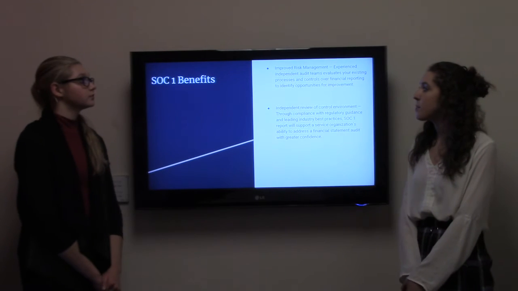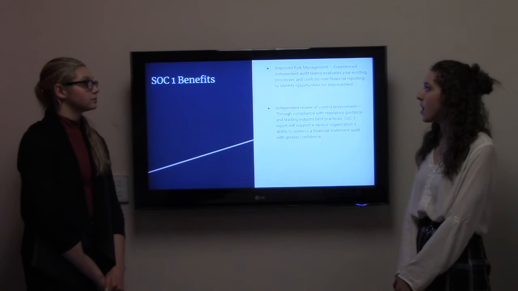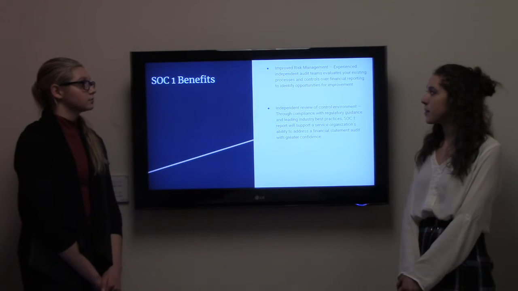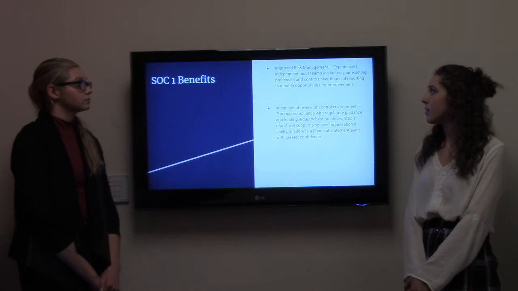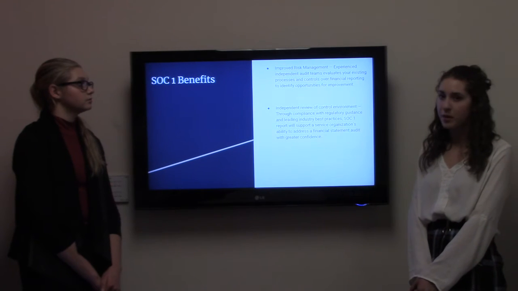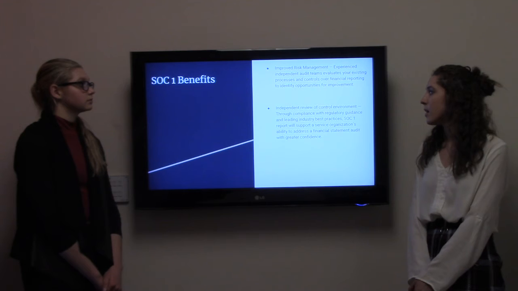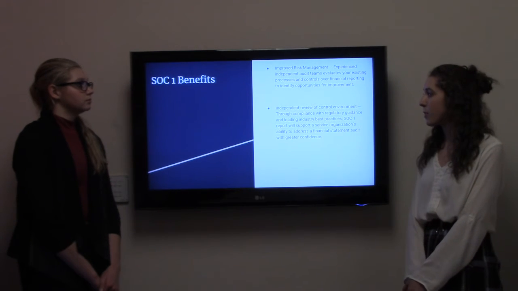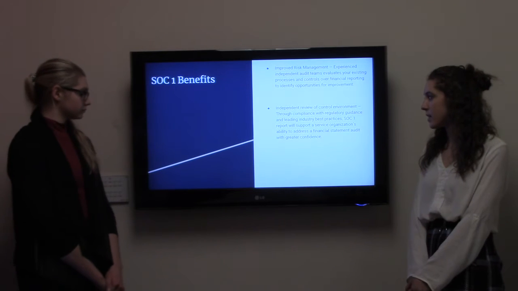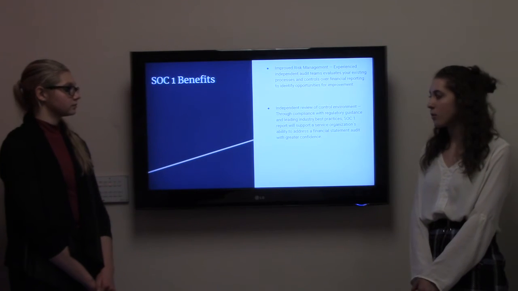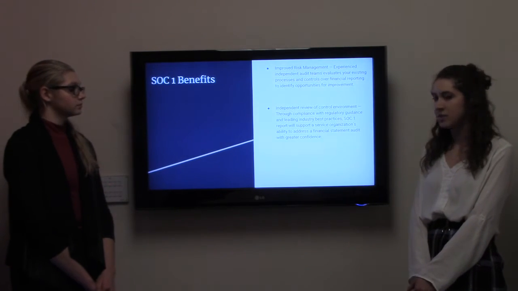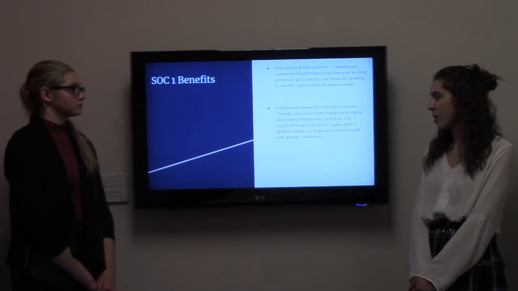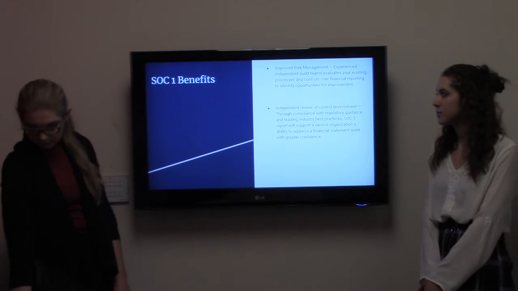Some benefits of SOC1 reports are improved risk management. Experienced independent audit teams evaluate the existing processes and controls over financial reporting to identify opportunities for improvement within the organization. Independent reviews of control environments is another benefit. Through compliance with regulatory guidance and leading industry best practices, SOC1 reports will support a service organization's ability to address a financial statement audit with greater confidence.